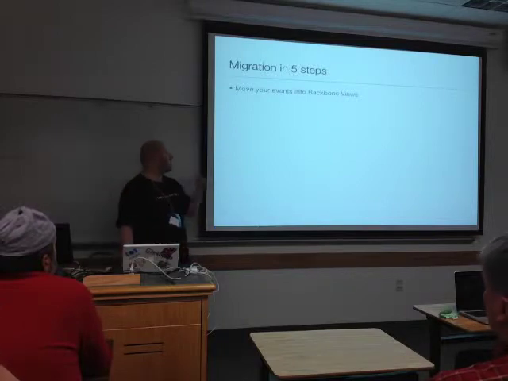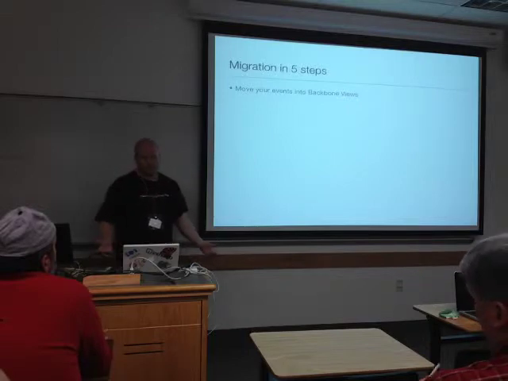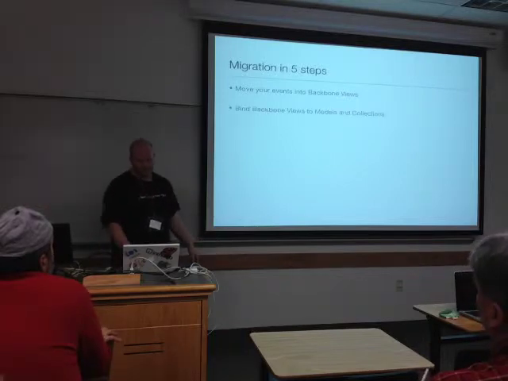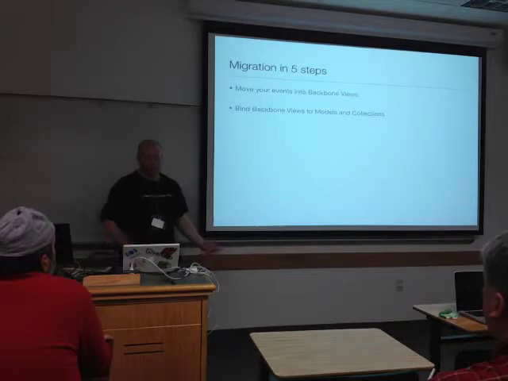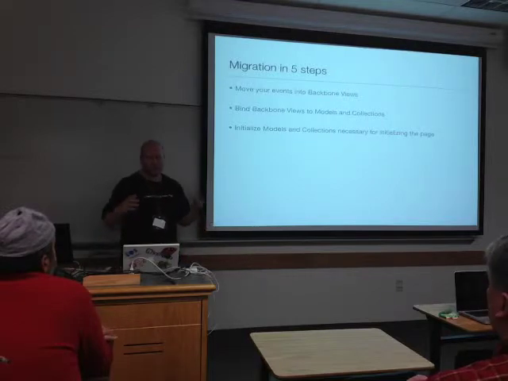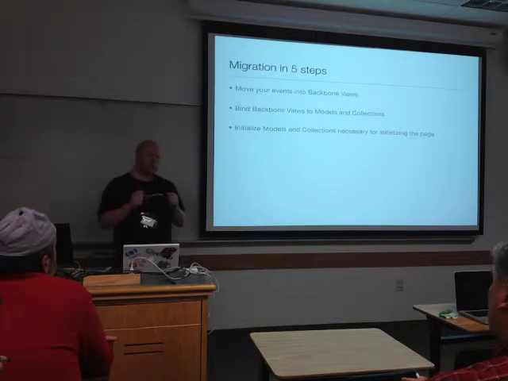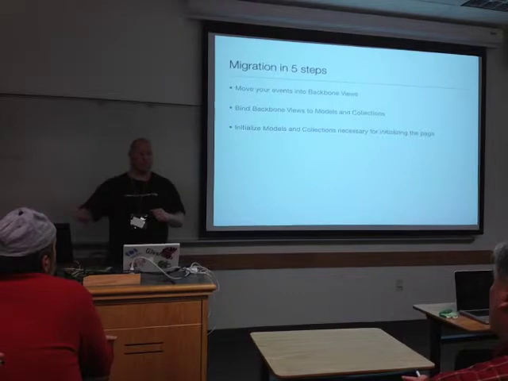The first thing that you do is you move your jQuery events into Backbone views. I'll show you how to do that in a minute. Then you bind the Backbone views to your models and collections. Then you initialize the models and collections necessary for initializing the page. And the reason you do this is because I've run into issues trying to get Backbone to load the page and then in turn go back and request all of the objects that I need.